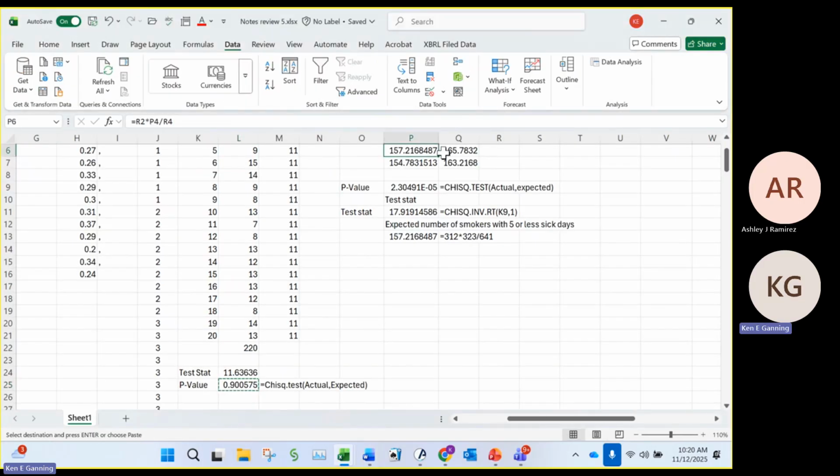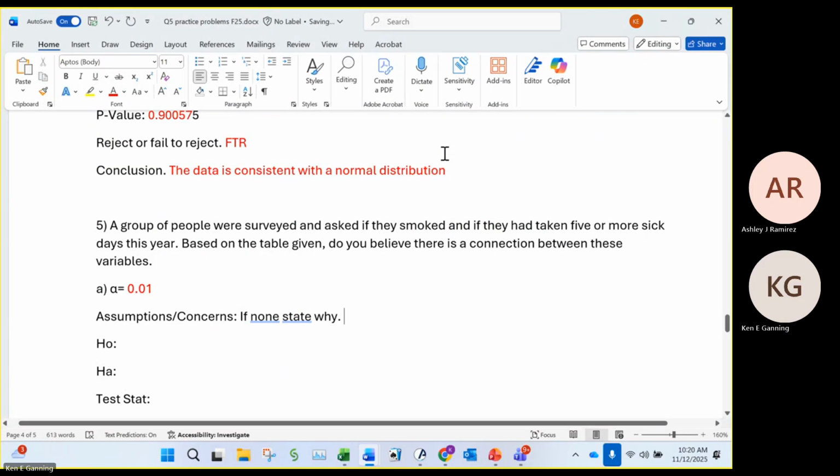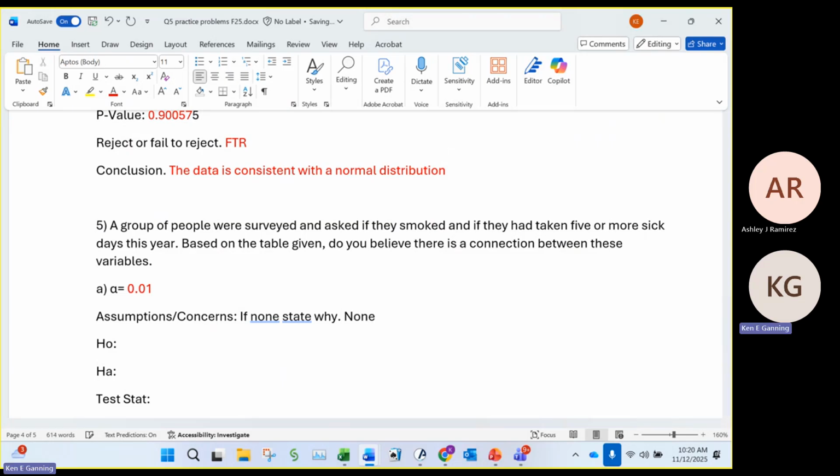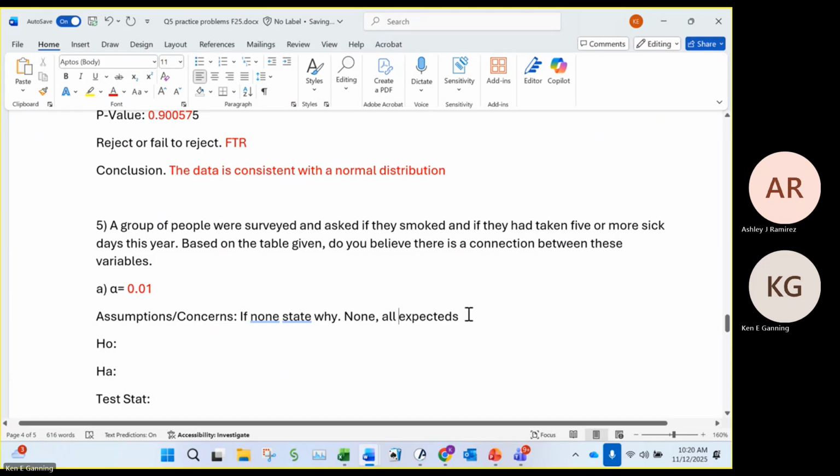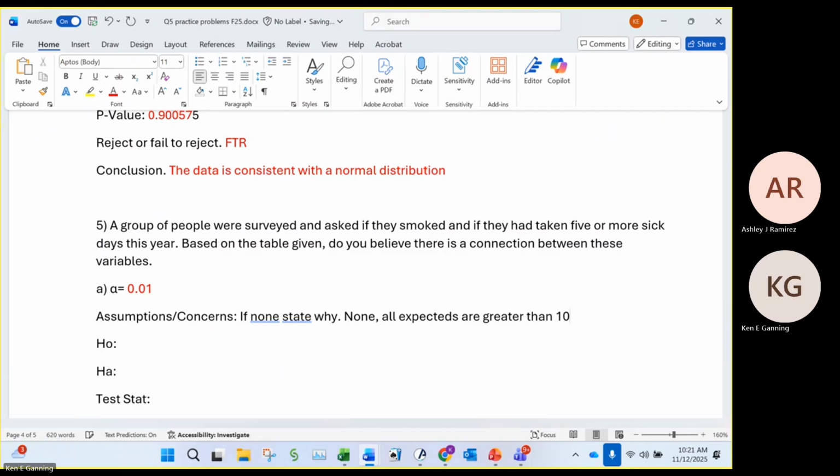Calculating the expecteds, I get that. So none. All expecteds are greater than 10.